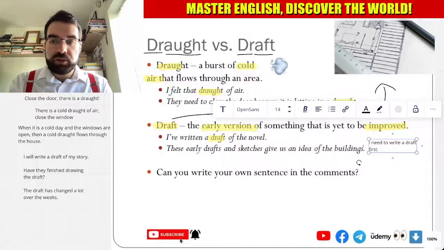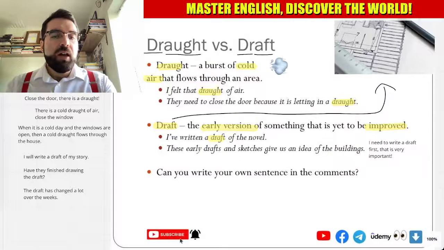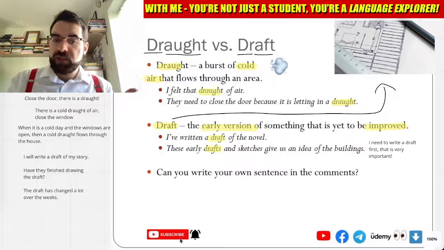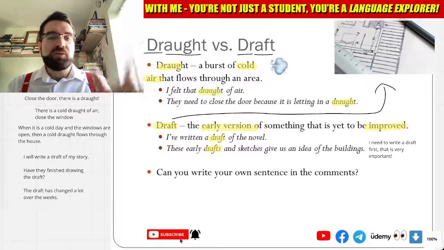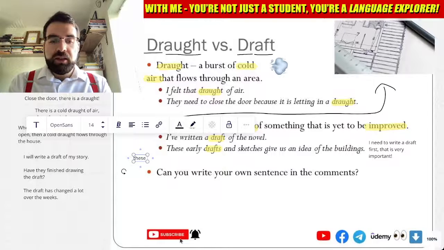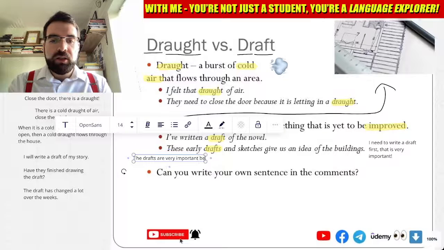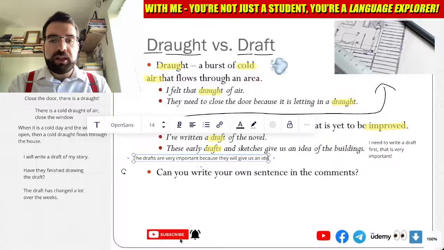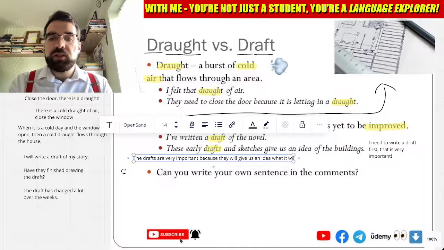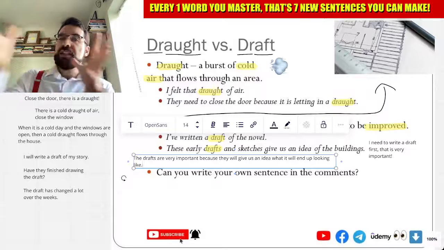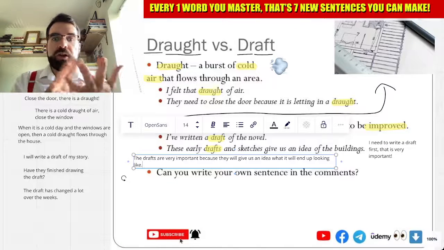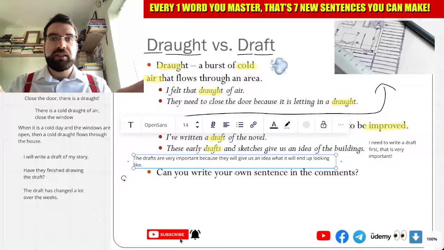Draft first, very important. That is very important. Yeah. These early drafts and sketches give us an idea of the buildings. These concept drafts are very important because they will give us an idea what it will end up looking like. Yeah. These drafts give an idea for the scale, the size, the material, everything, glass, metal, plastic.